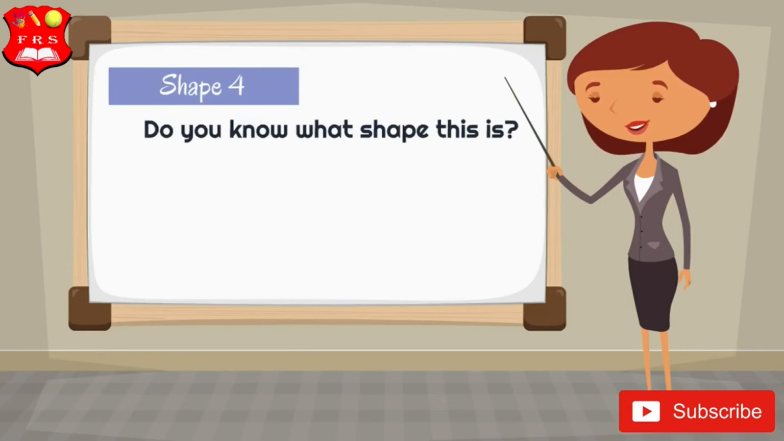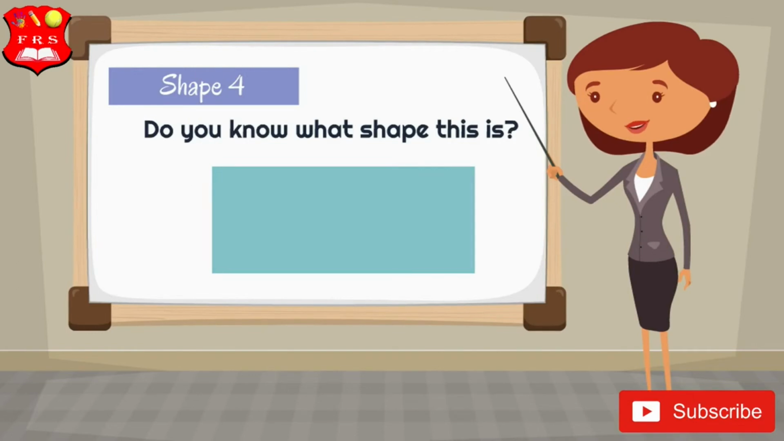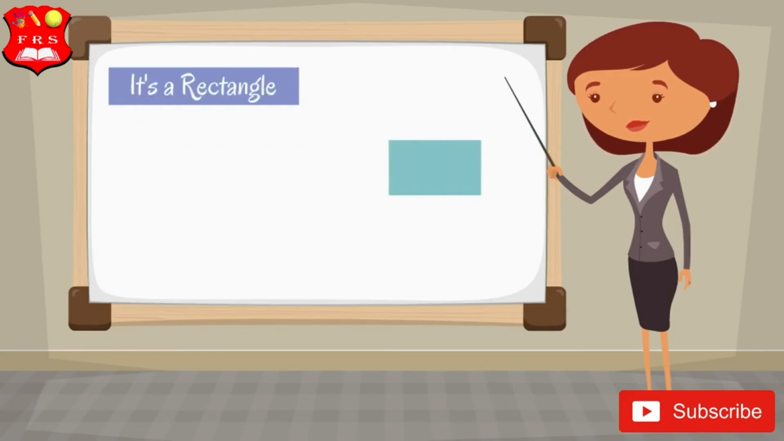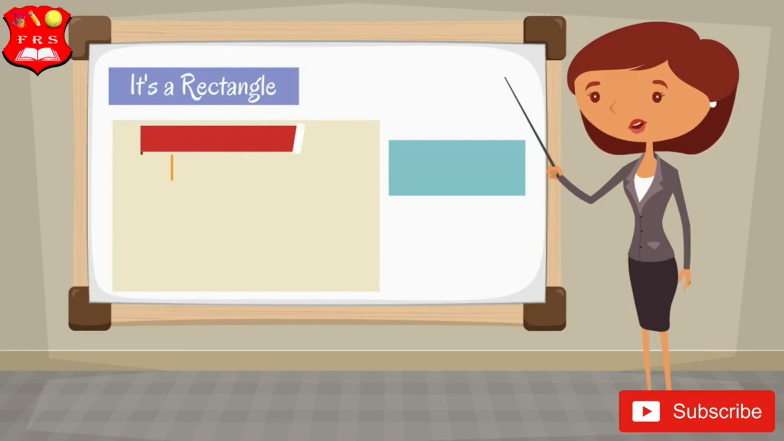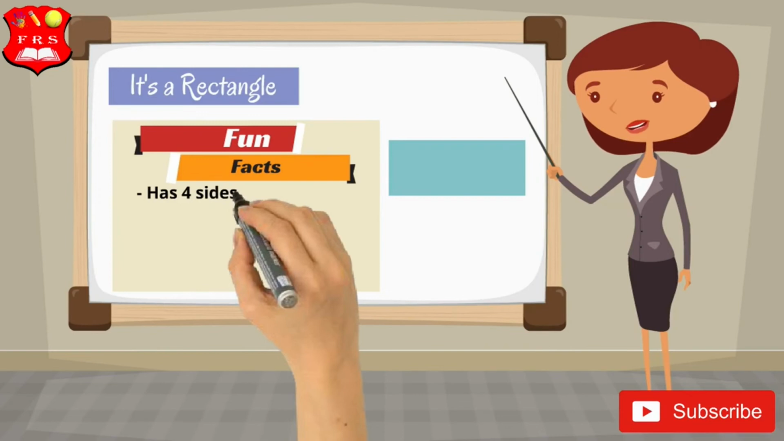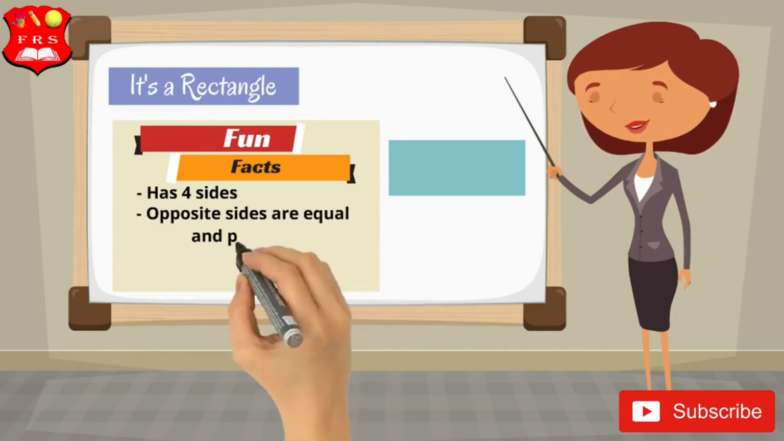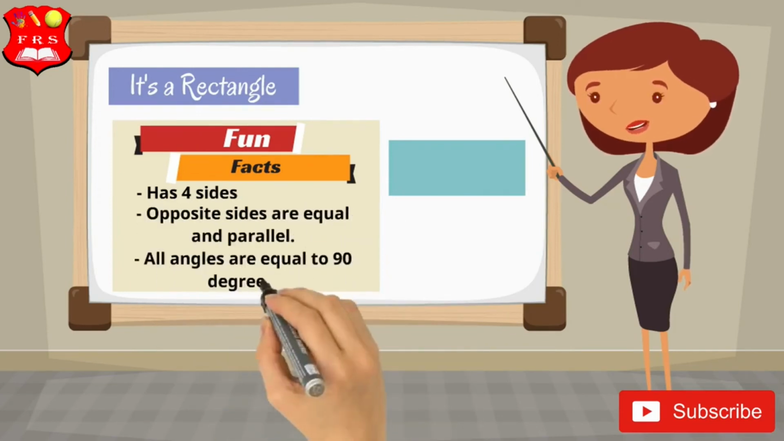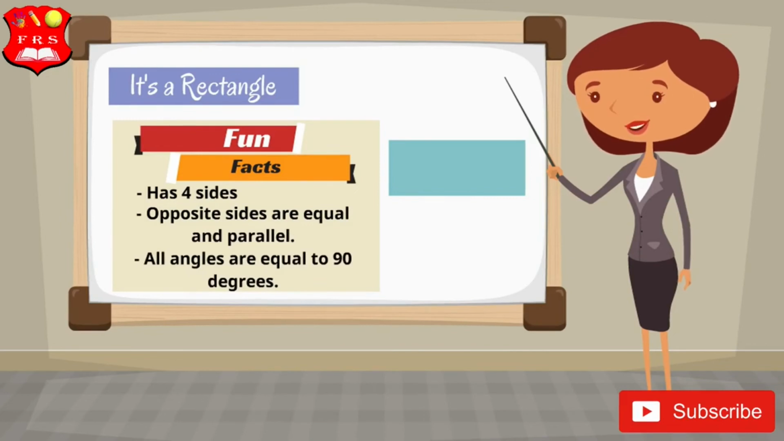Shape number 4. Can you take any guesses as to what shape this might be? Time is ticking. It's a rectangle. Let's take a look at some of the fun facts about this shape. It has 4 sides. Opposite sides are equal and parallel, and all angles are equal to 90 degrees.